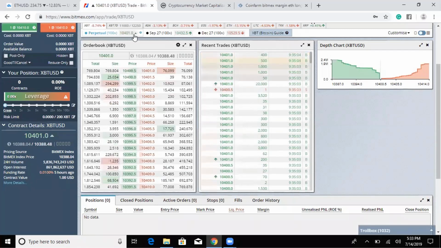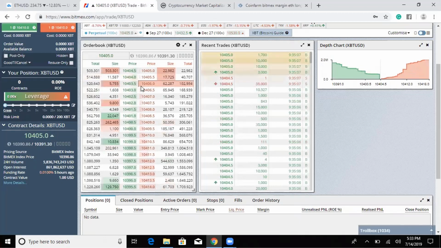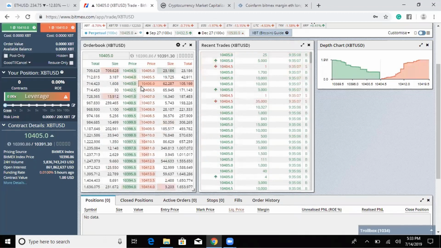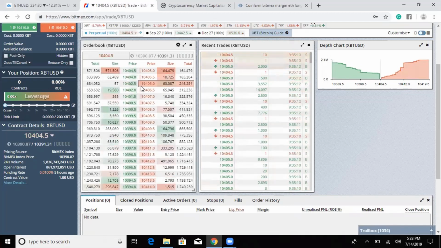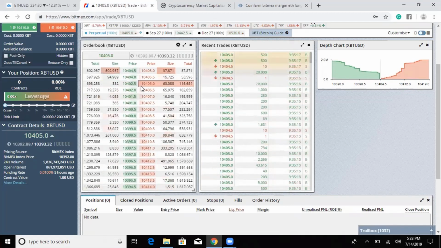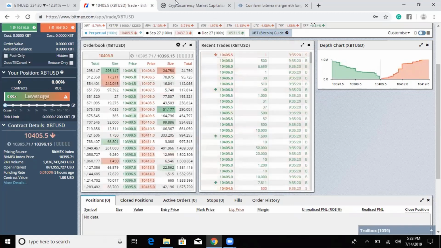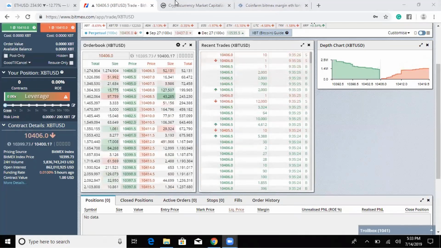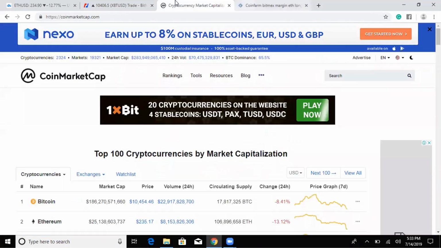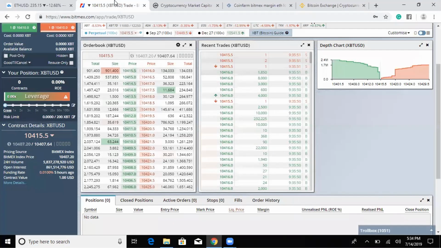Why I do this is because if a lot of buyers are getting in, then the price is going to push up. But if a lot of sellers are selling, then the price is going to push down. To get this data, I look at 3 places really: BitMEX, CoinMarketCap, and Binance. All right, so let me start with BitMEX.